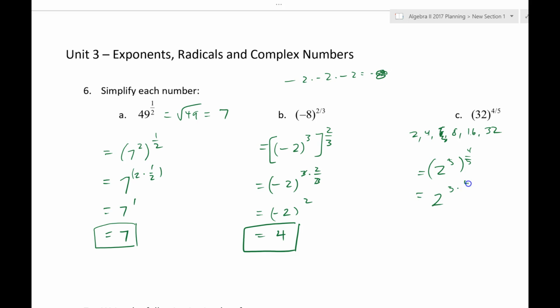And then we just multiply those exponents again like we did there in the prior two problems. 5 times 4/5. Those 5s will cancel, which is 2 to the fourth. 2 to the fourth is simply 16.